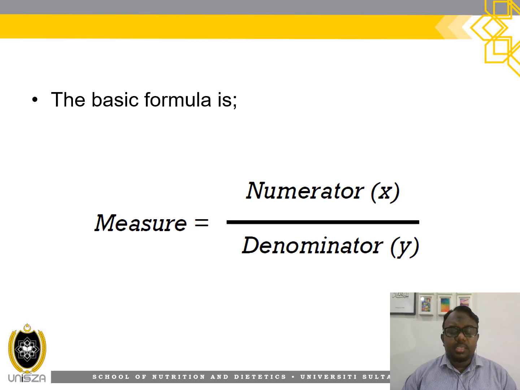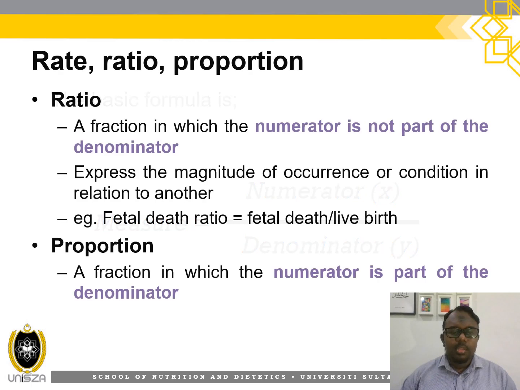So this slide shows the basic formula for a measure. So we have measure equals to numerator or x divided by denominator. So rate, ratio, and proportion sound similar, but each of them have a different definition. Ratio is a fraction in which the numerator is not part of the denominator. It expresses the magnitude of an occurrence or condition in relation to another. An example is fetal death ratio, which is equal to fetal death over live birth.